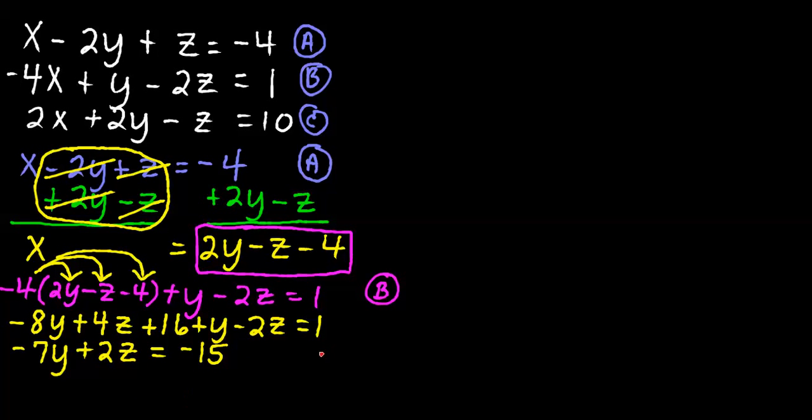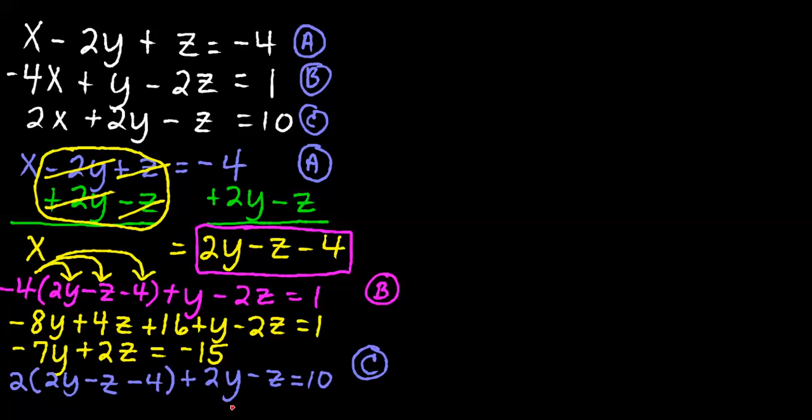Now I can go ahead and do the exact same thing, only I'm going to do it with equation C. Okay, I'm going to write it in blue. I'm going to take my 2x plus 2y minus z, and turn it into 2 times (2y minus z minus 4). Okay, and then I've got plus 2y minus z equals 10. I'm probably going to run out of space here, so let me go ahead and continue this up here.